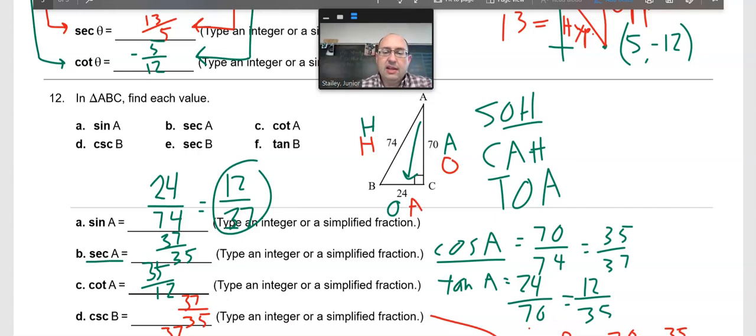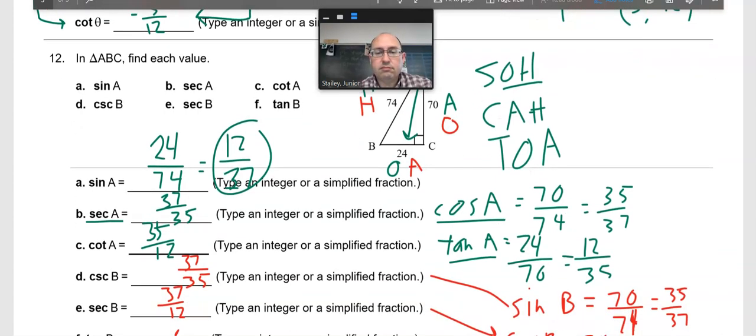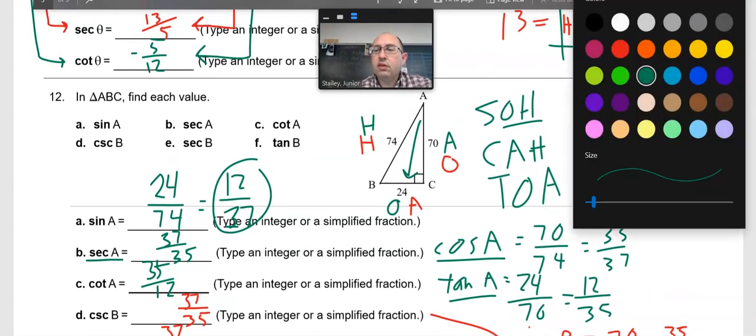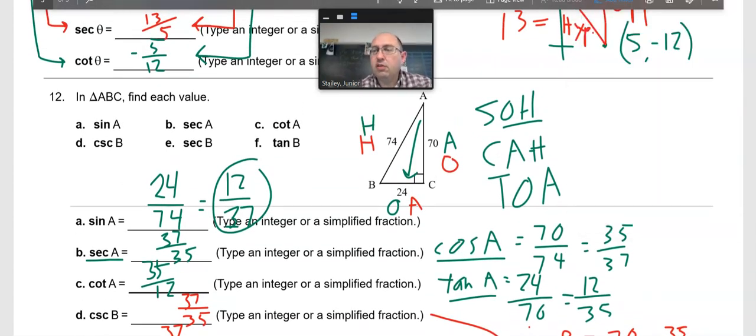Cotangent A, that's when I went over here and I found tangent A. Sorry, just keep the same color. And tangent A would be opposite over adjacent, 24 over 70. Then I reduced it, right? 12 over 35. Then to find the cotangent, flip, 35 over 12.